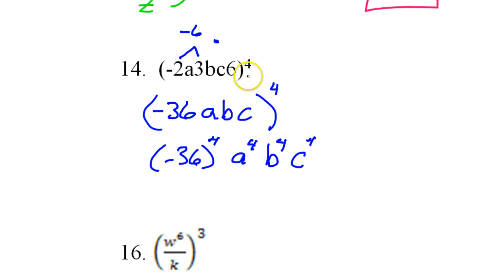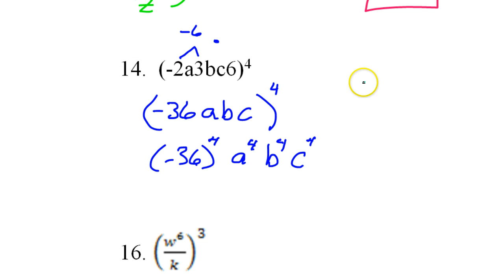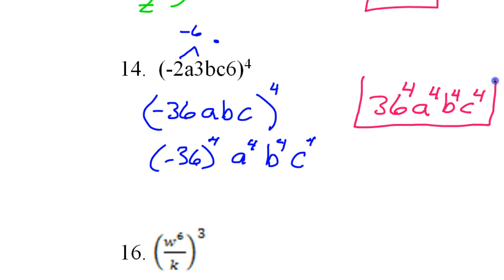So normally we do the inner part first. So I'm getting this negative 36. So when you raise a negative number to an even power, the negative is going to go away. So that at least is going to give us positive 36 to the 4th power, and then a to the 4th power, b to the 4th power, c to the 4th power. Okay, that's how I would express it.